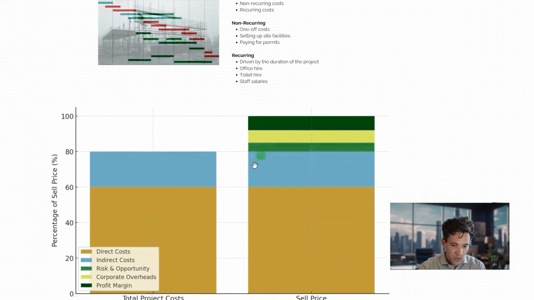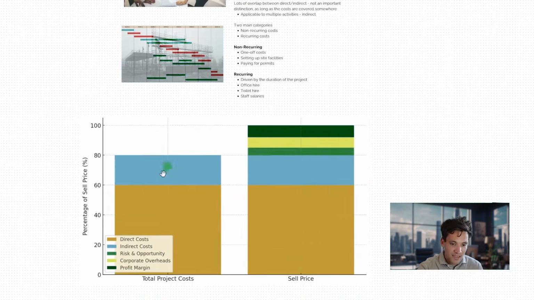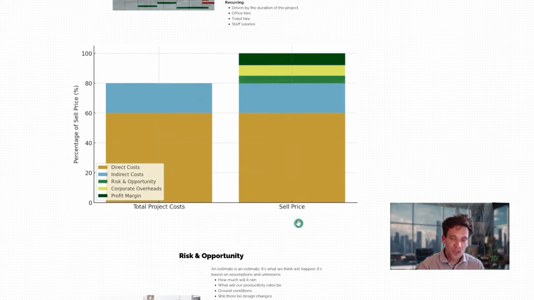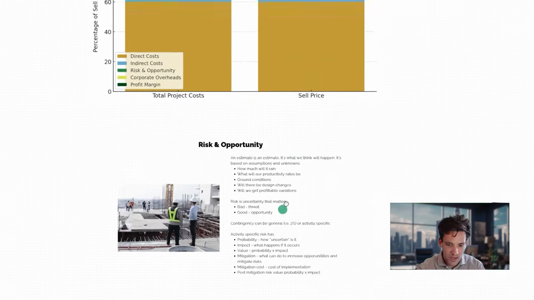Okay, so where are we up to? We have built up our direct and indirect costs. What we need to now do is convert our total project costs into a sell price by adding on our risk and opportunity, allowing for the uncertainty that matters, our corporate overheads, and our profit margin. Okay, so the first of these is going to be our risk and opportunity.